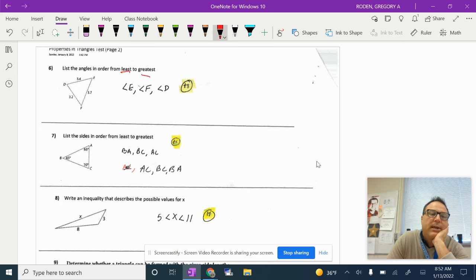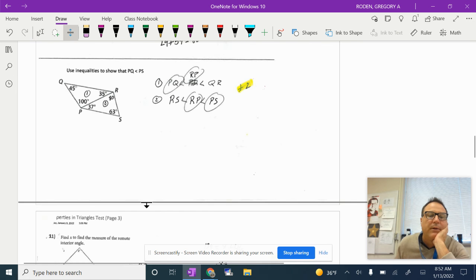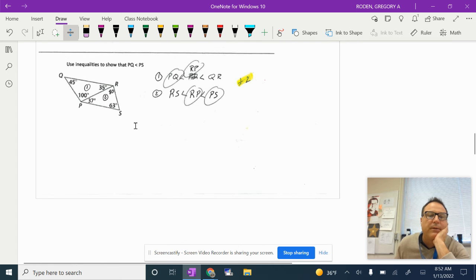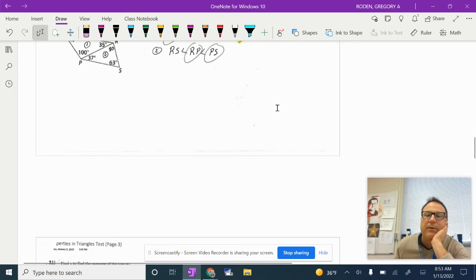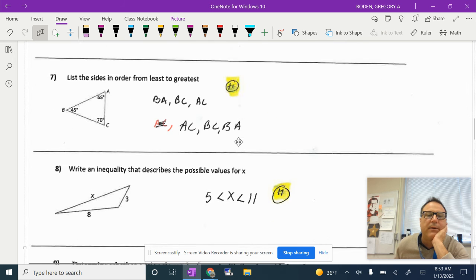So angle E comes first because it lies opposite of 3.2. 3.2 is the smallest one of these numbers. Let me make this a little bigger, guys. Sorry. I know I should have had this all worked out already, but all right, so that's bigger.